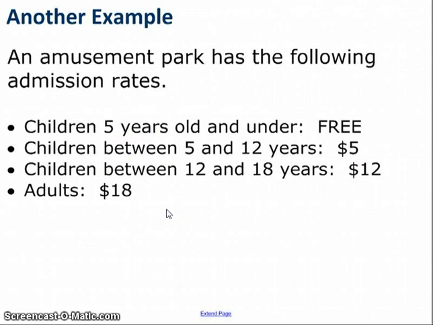Another example, maybe even more familiar to you. I'm sure you've been somewhere, maybe it was an amusement park, maybe it was some other kind of place, where price was based on age. And here are 4 different possible prices that you might have depending on your age. You could be free, could be $5, could be $12, could be $18, depending on how old you were.